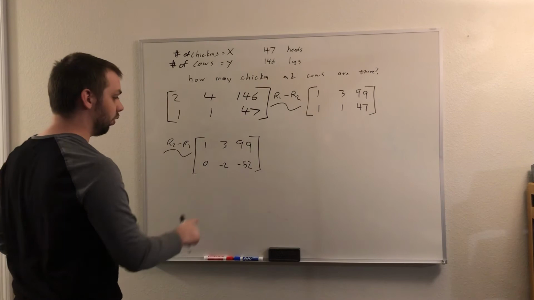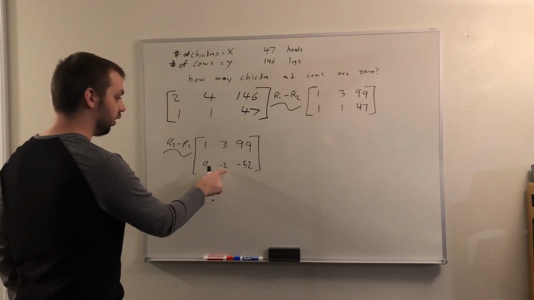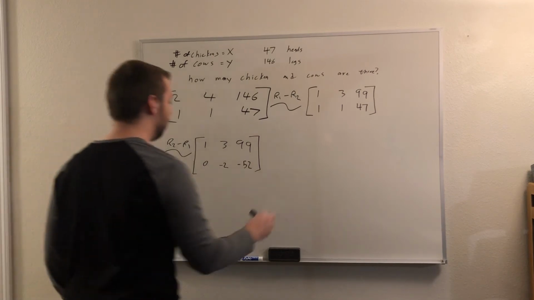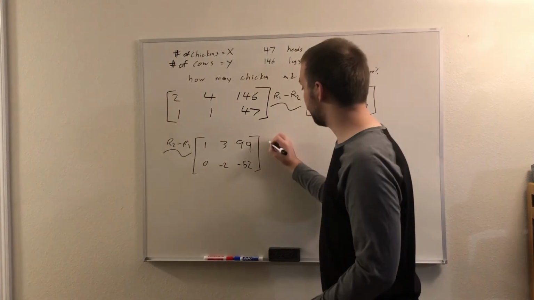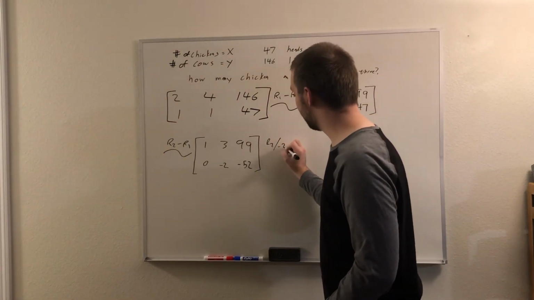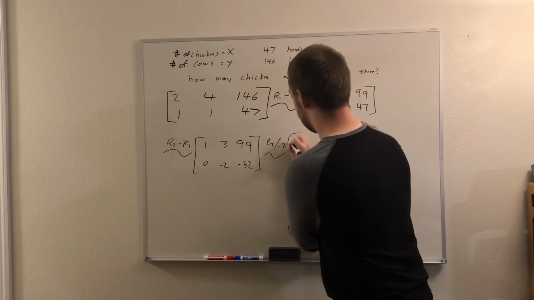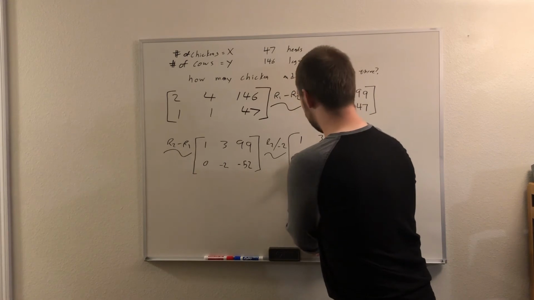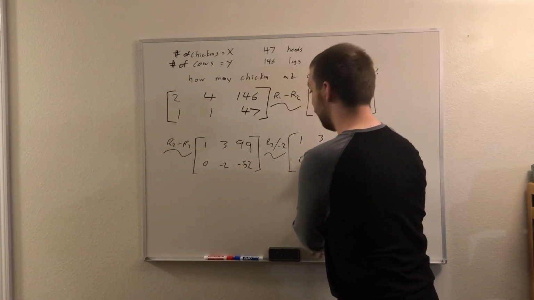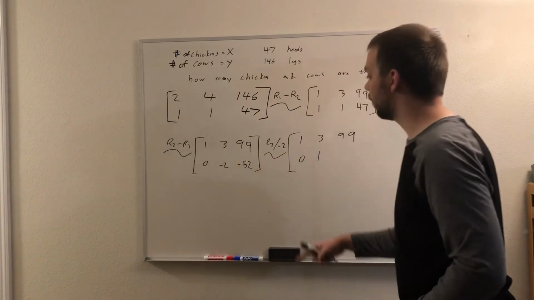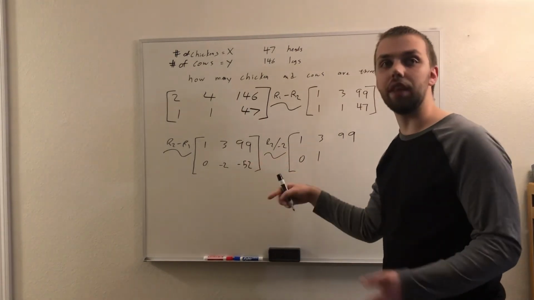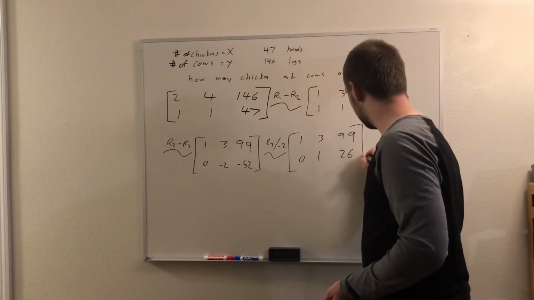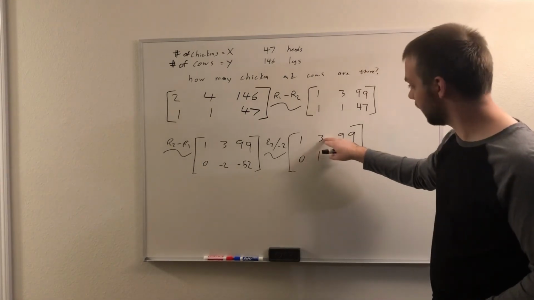So now we can start using this side here a little more. I'm going to divide this row by negative 2. I'm going to do row 2 divided by negative 2. So then row 1 stays the same. And then row 2 becomes 0. Negative 2 divided by negative 2 is just 1. Negative 52 divided by negative 2, well, the negatives cancel out, so it's positive. And then 52 divided by 2 is 26, I believe. Yes. Okay.